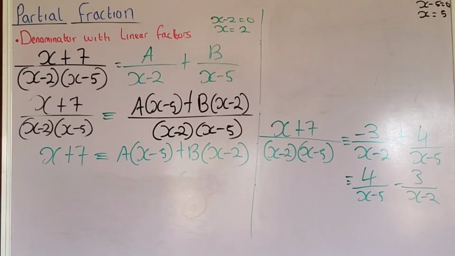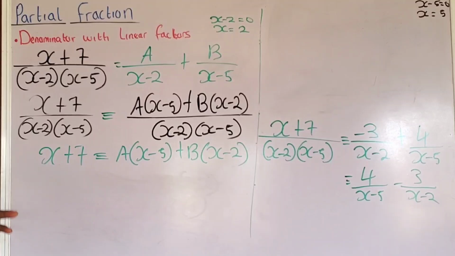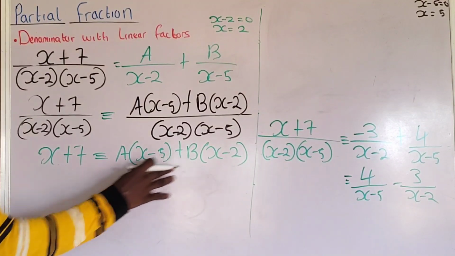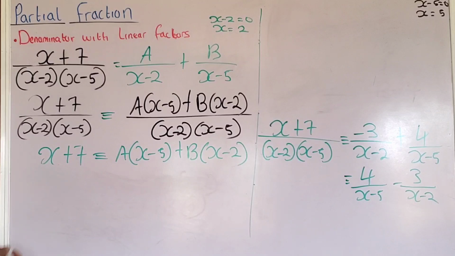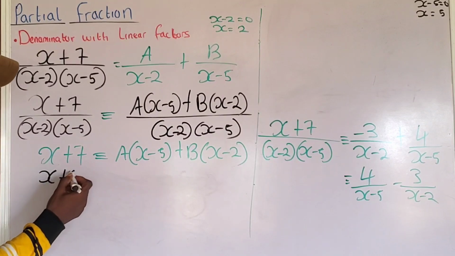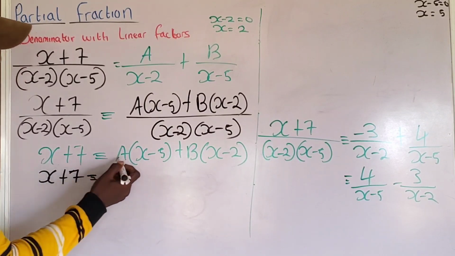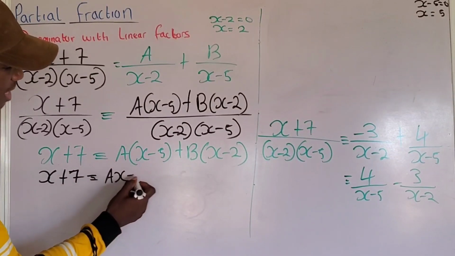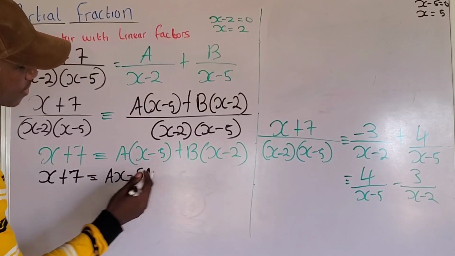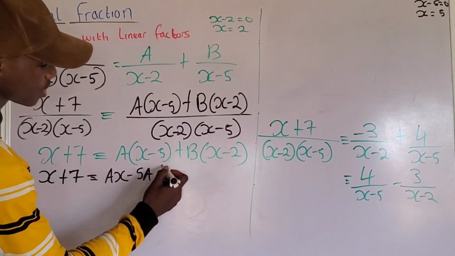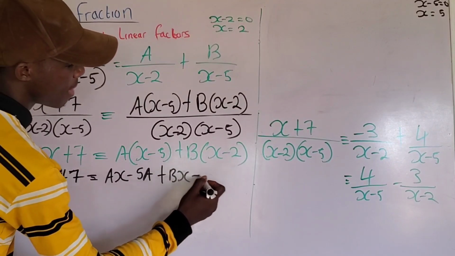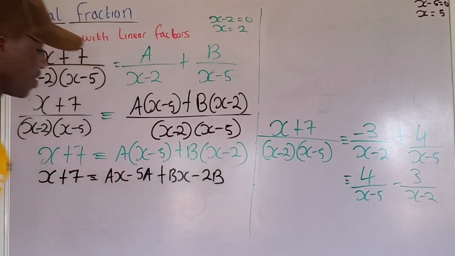Please pay attention. To solve this using another method, first expand what you have at the right hand side of the equation. So I'm going to have x plus 7 is equals to A times x, that is AX. A times minus 5, that is what? Minus 5A. You know? Now, plus B times x, that is what? Plus BX. Plus B times minus 2, that is what? Minus 2B. You understand? Okay?